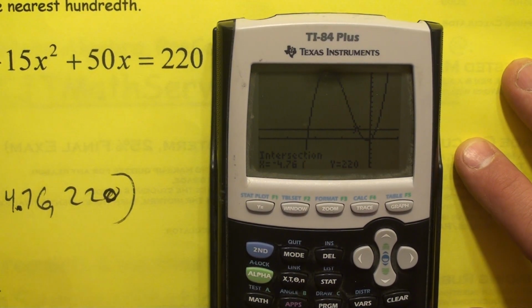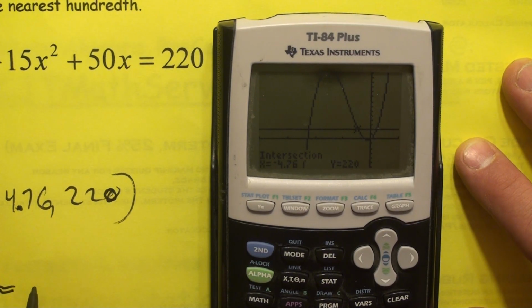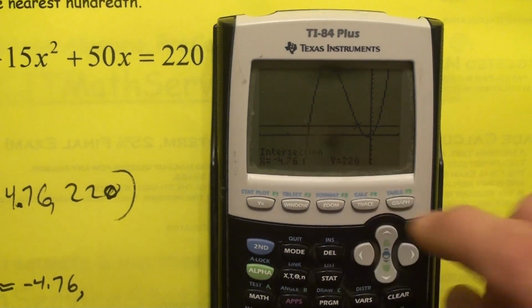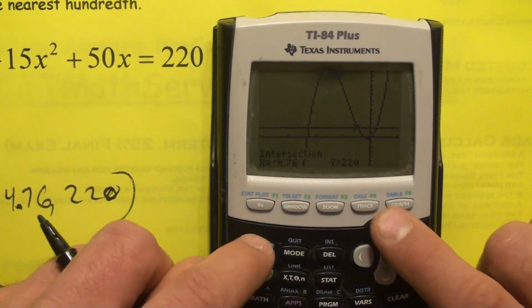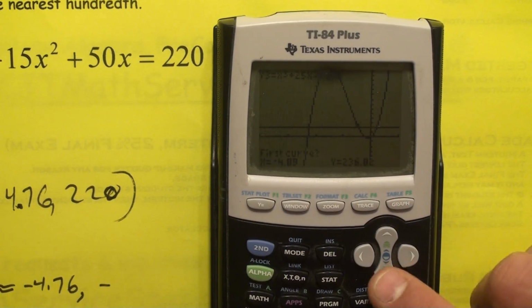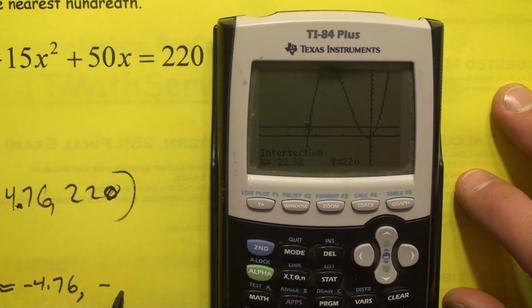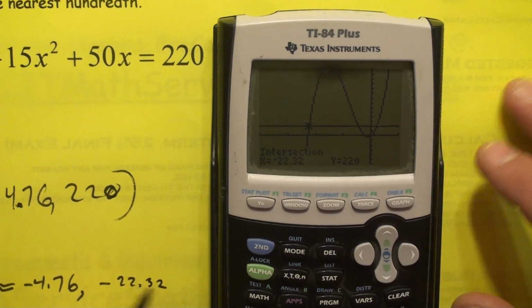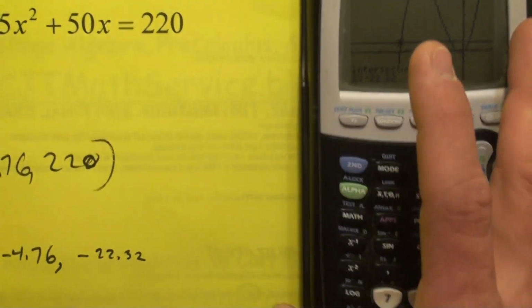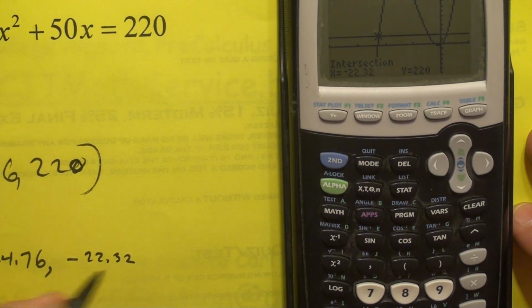So our x values are going to be approximately -4.76. Of course, there's that first one there. I think it was -22. Let's go back and summarize this the right way, right? First curve, second curve, take a guess. So it looks like as we get closer, let's see, -22.32. And I guess we can put this in set notation.